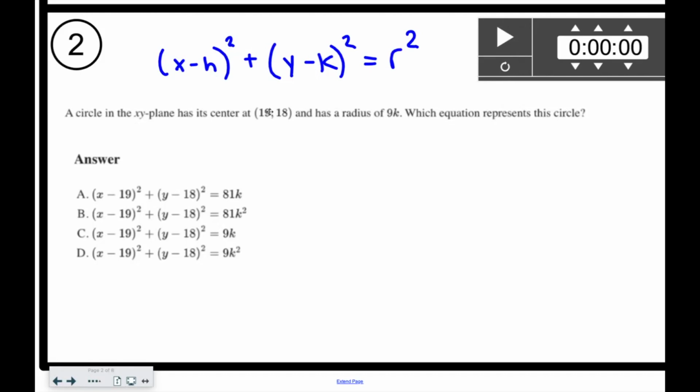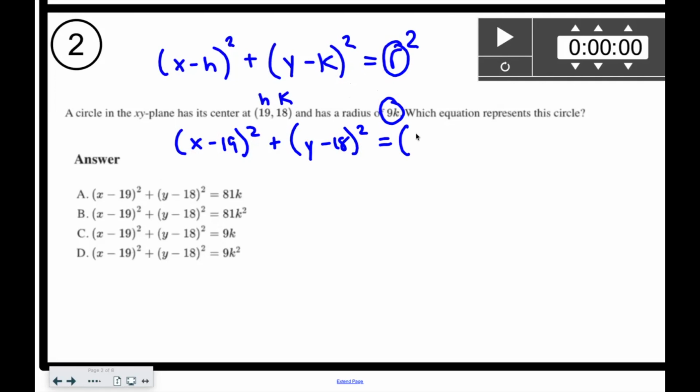The h and the k represent the center. So 19 is h and 18 is k. So we should have x minus 19 squared and then y minus 18 squared. That doesn't honestly really help because every answer has that. Then you've got to do this part appropriately. If the radius is 9k, that's this r. So what's really happening is you have 9k quantity squared, and that's 81k squared. So the answer is B.